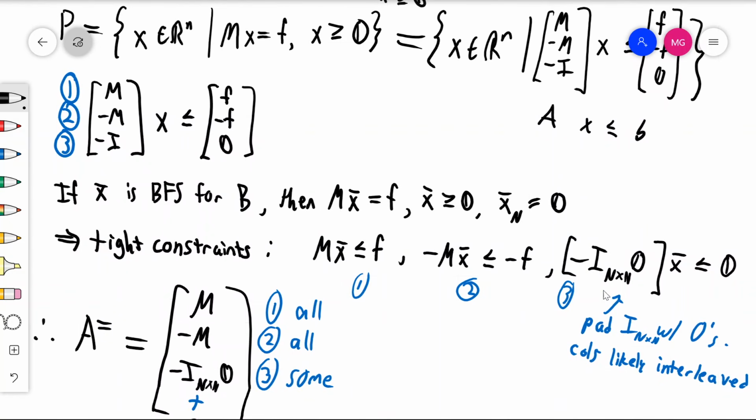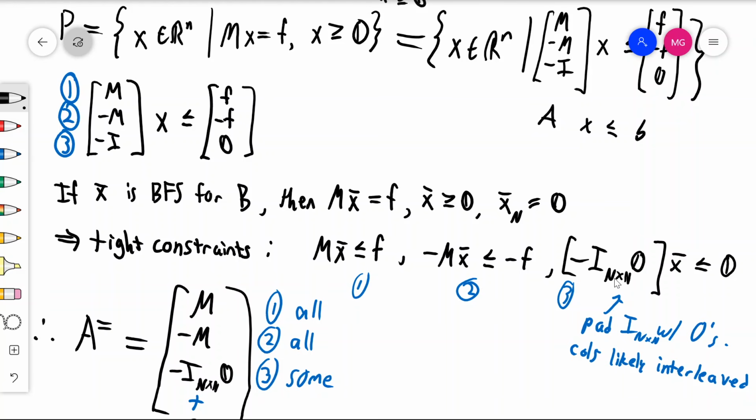And then finally, for the type 3 constraints coming from this third block, a constraint there is going to be tight if and only if the associated component of x is equal to 0. We don't know all of the components that are zeros, but we do know that the non-basic components are definitely all zeros. So let's pick out just the non-basic components. That's this sub-block of type 3 here, which is the negative identity matrix, capital N by capital N.